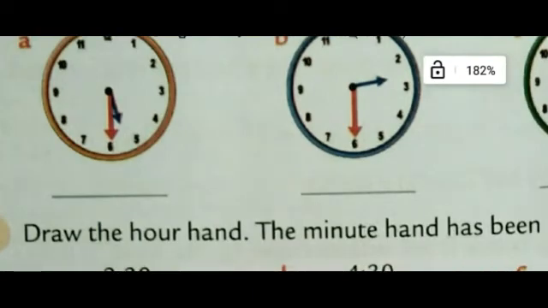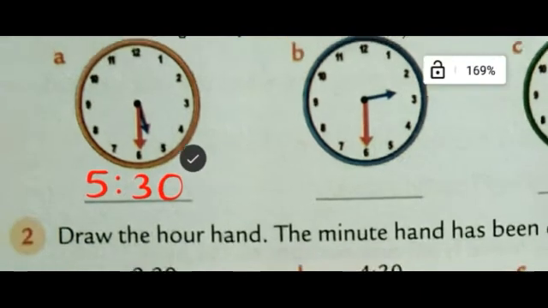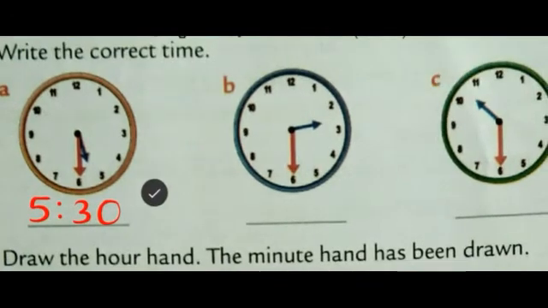It is half past 5, or you can even write it 5:30, like this, because the small hand is between 5 and 6. Okay, see the next clock now. The hour hand is between 2 and 3. That means it is 2:30.